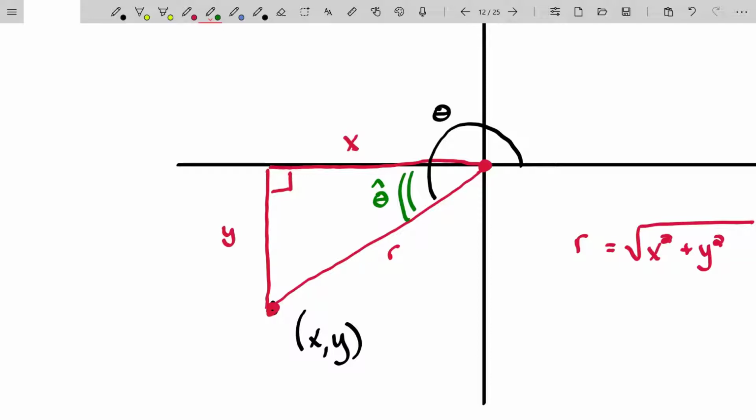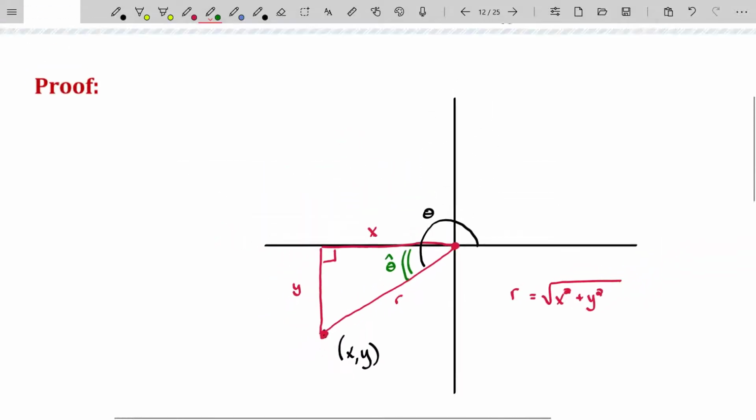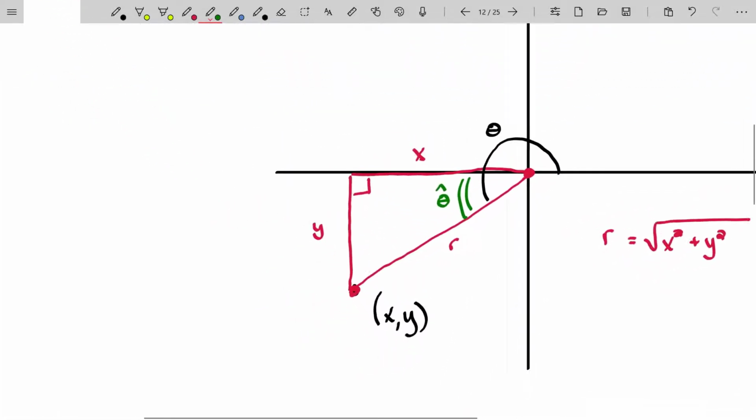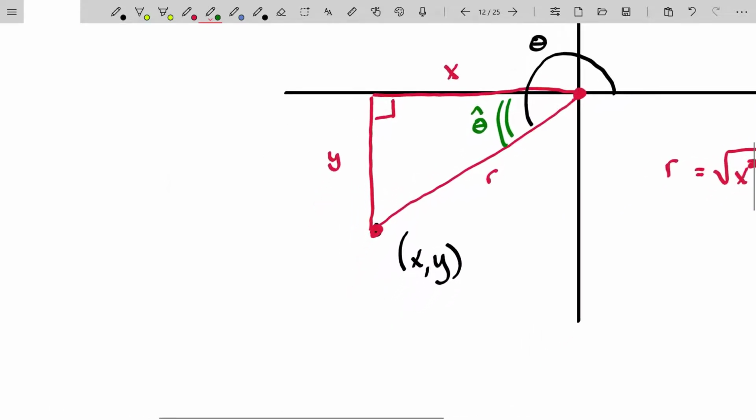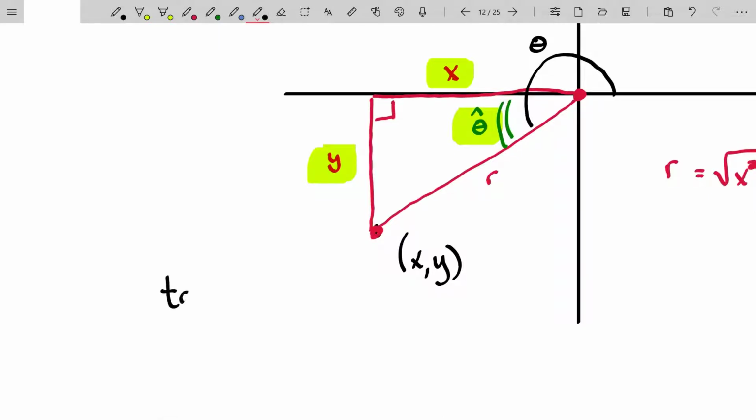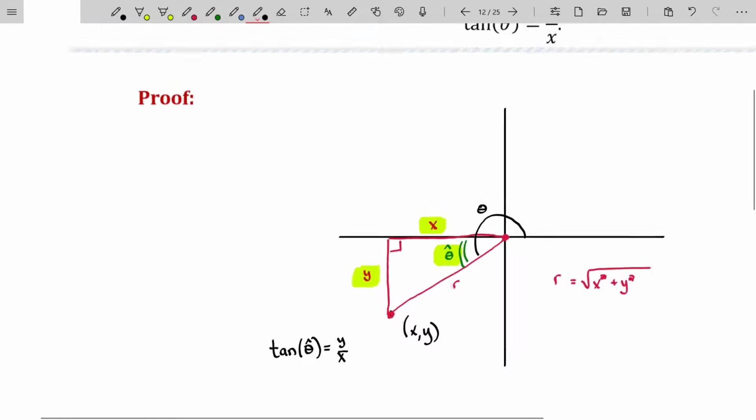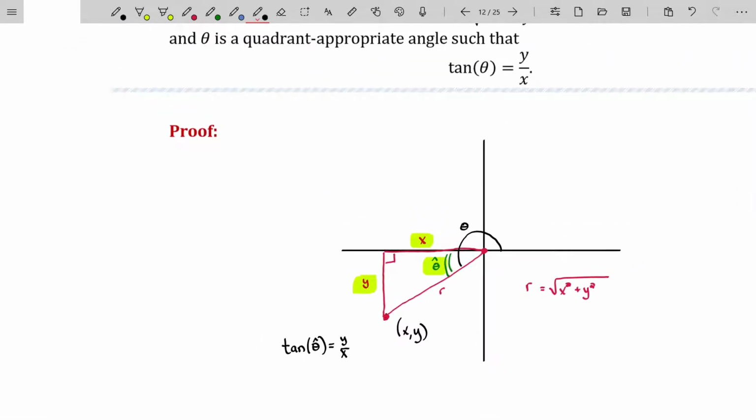The way we're going to do this is we're going to say the trig function that relates this reference angle to our x and y values is tangent. I hope you would agree with that. So we know that the tangent of that reference angle is y over x. This does not match the theorem. We want theta, not theta hat, and we want the tangent of theta to equal y over x.